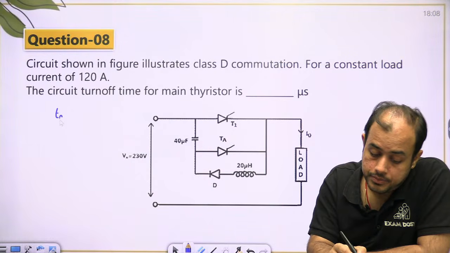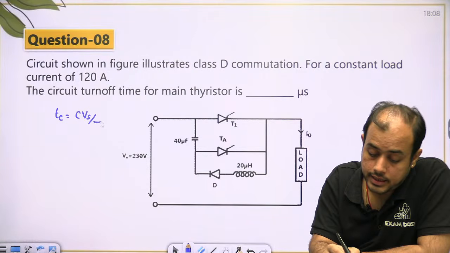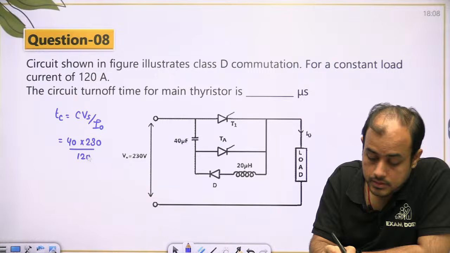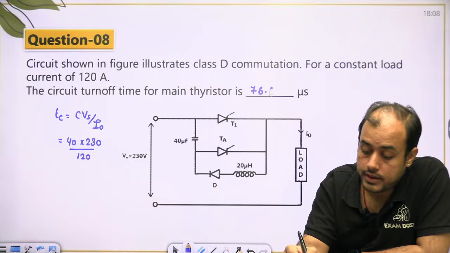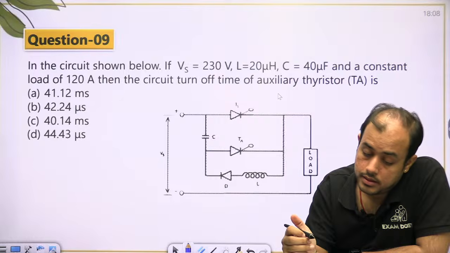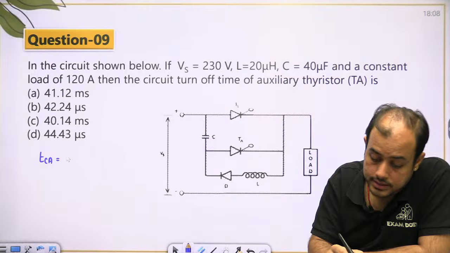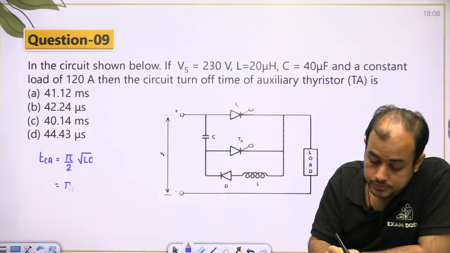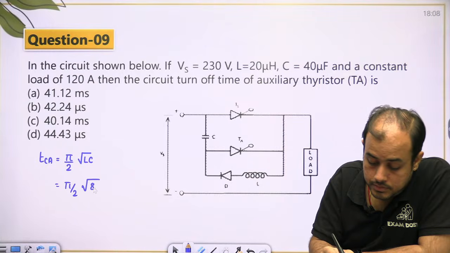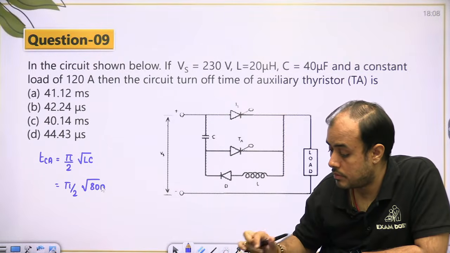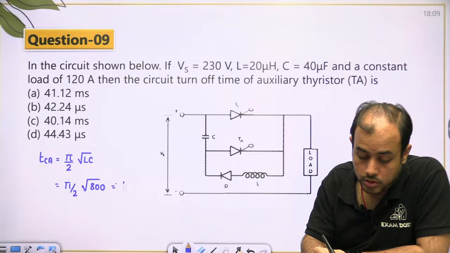Circuit turn off time, CVS by I naught, 40, 76.66. Circuit turn off time of auxiliary thyristor in class D, 44.42.